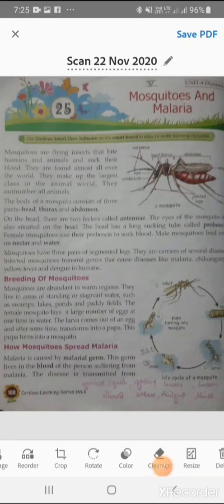Hello everyone. Today we are going to start a new chapter, chapter 25, mosquitoes and malaria. In this module we will learn about structure of mosquitoes, breeding of mosquitoes, how mosquitoes spread malaria, symptoms of malaria, diagnosis of malaria and prevention and control of malaria. So let us start with structure of mosquitoes.